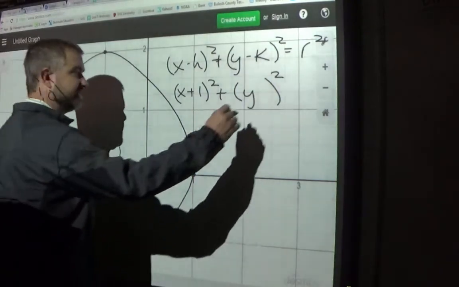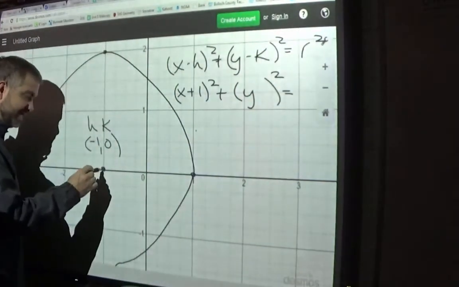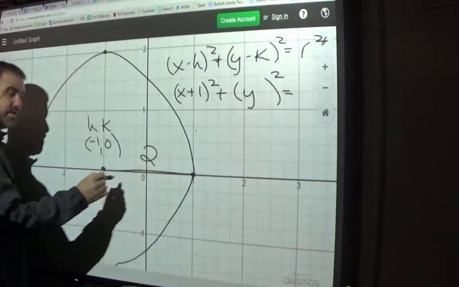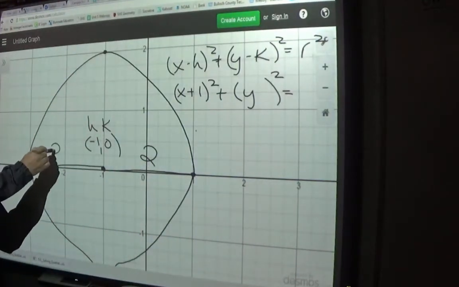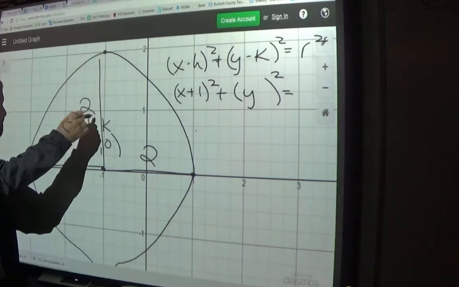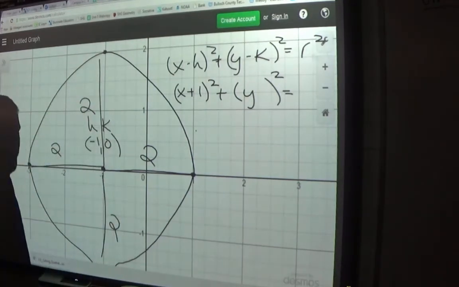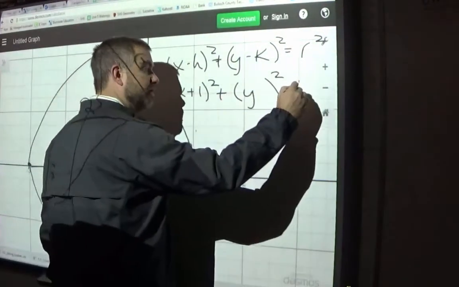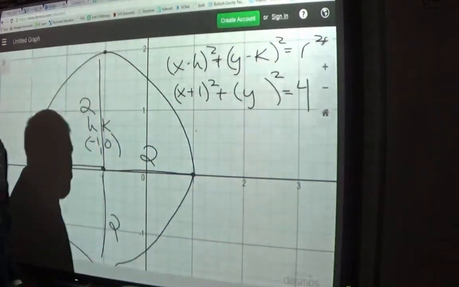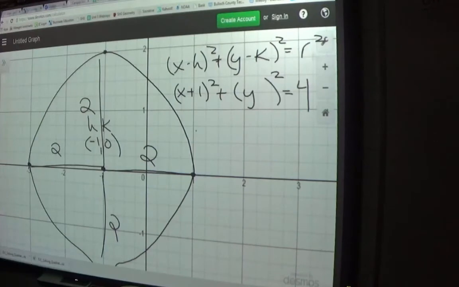All right, what about r? What is r in this case? The radius is 2. If the radius is 2, then what do I put out here? 4. I put the square of 2, which is 4. If I put 2 out there, it's wrong. Questions? Any questions? All right, let's do one more of those.